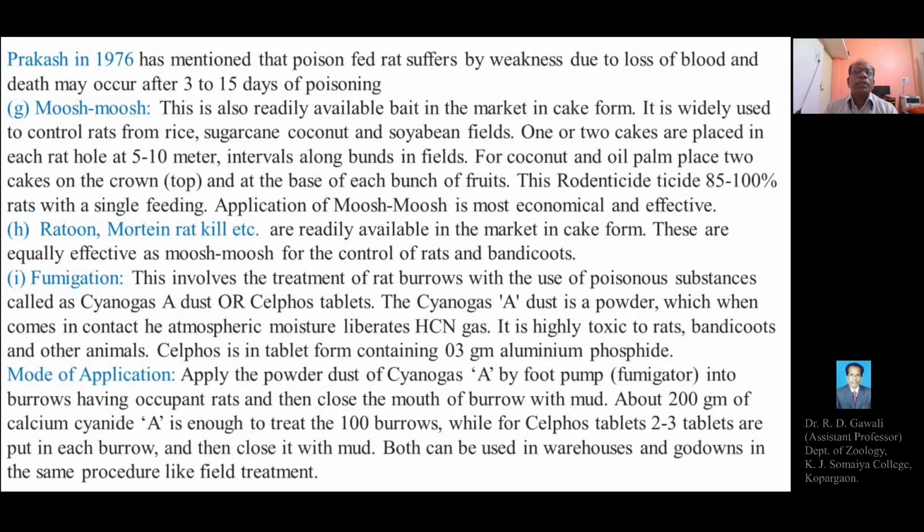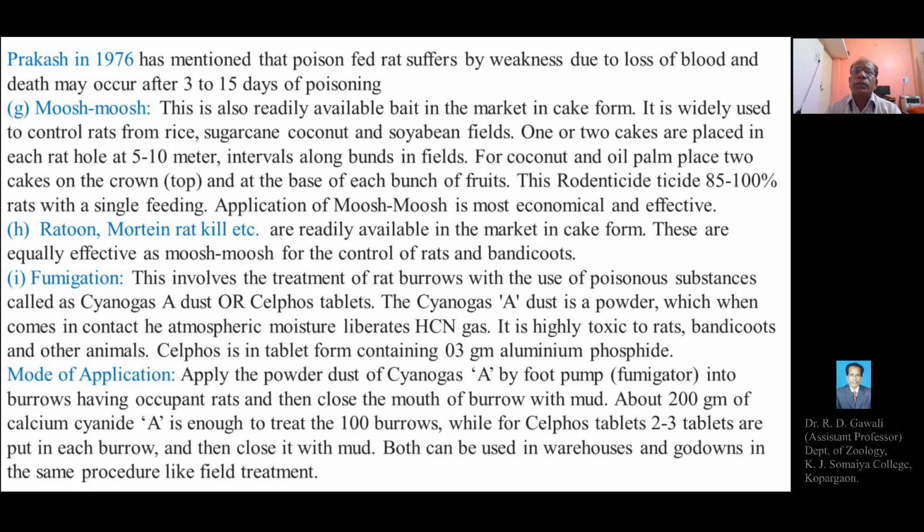Prakash in 1976 mentioned that a poison-fed rat suffers weakness due to loss of blood, and death may occur after 3 to 15 days of the poisoning.